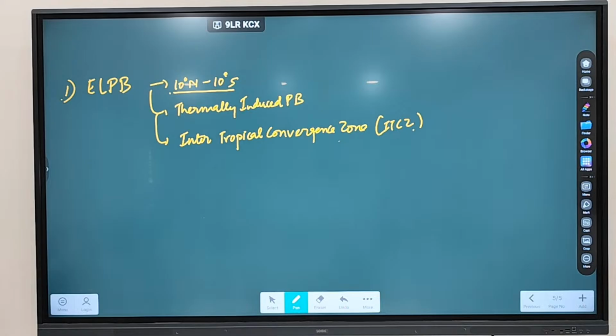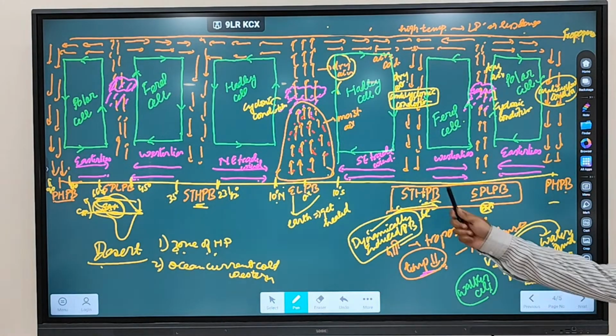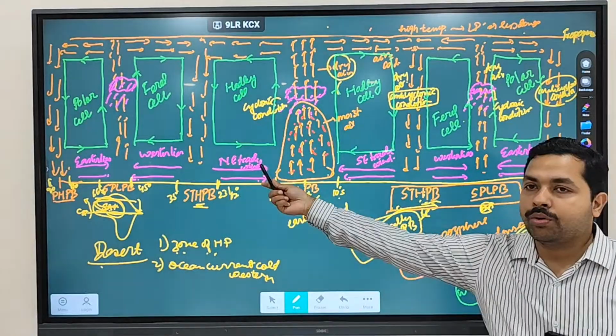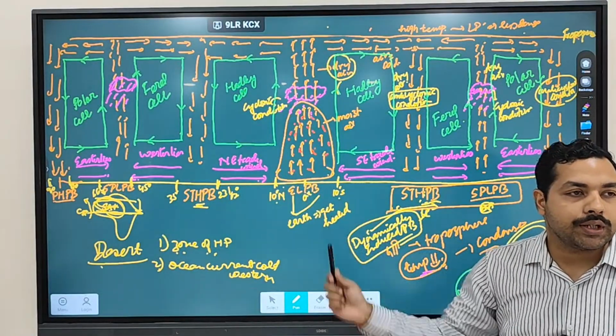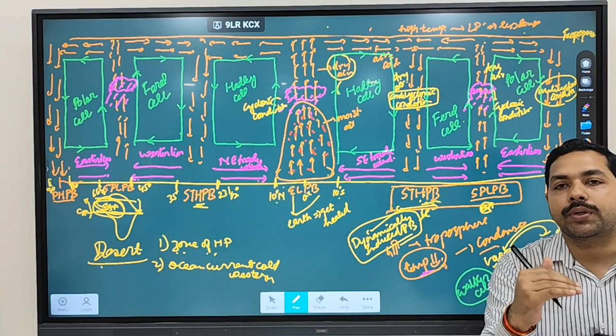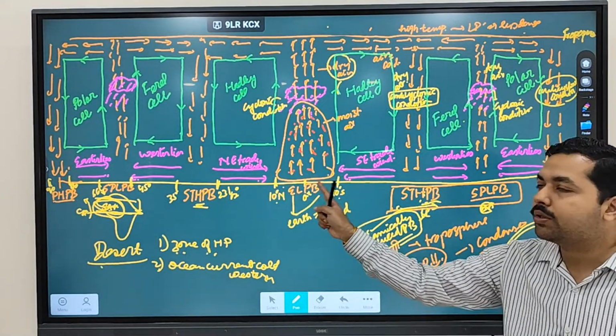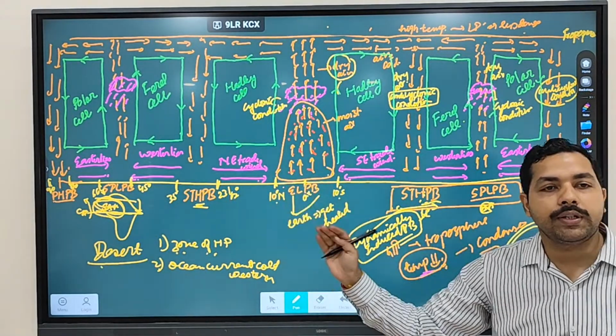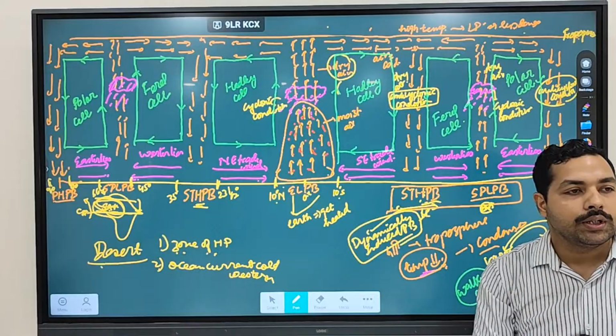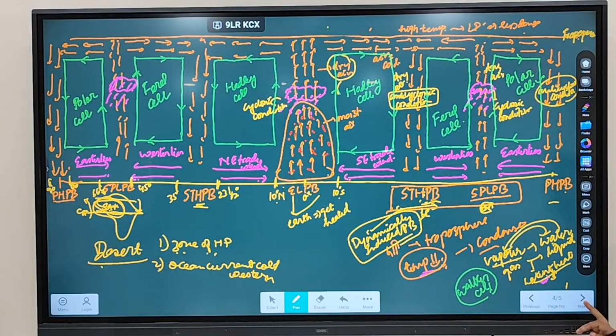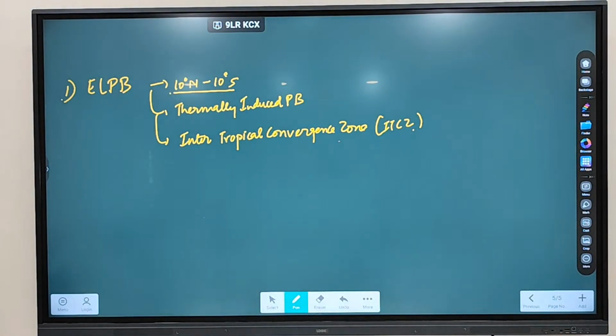Why is it called the ITCZ? Because you will see which two winds are converging: the northeast trade wind and the southeast trade wind converge over here. That's why this zone is referred to as the intertropical convergence zone. The tropical winds are coming and converging in this zone.